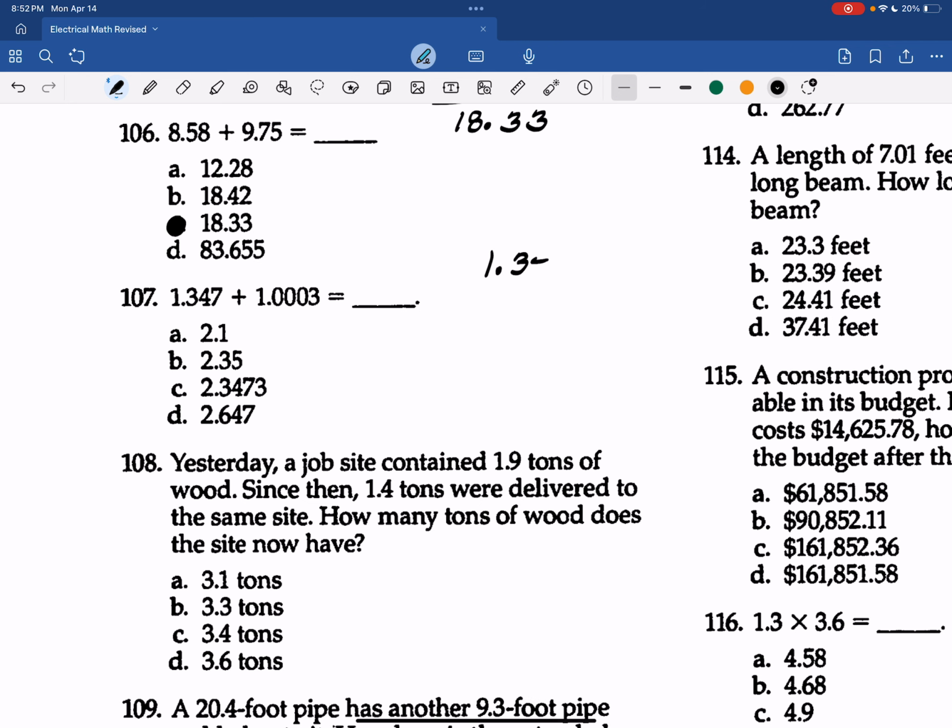1, 347/1000 plus 1, 3/10,000. I still encourage you to be in the habit of doing the 0. Doesn't matter so much on this one, but on subtraction, it'll get you. So the answer is C.